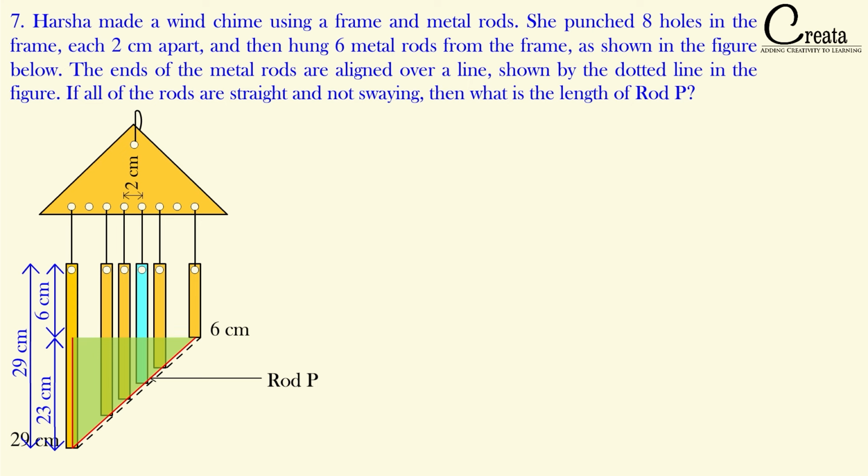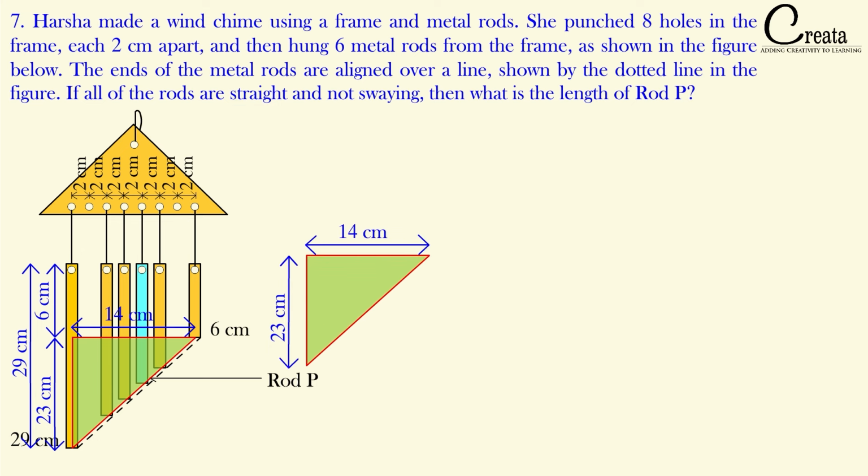Further, can we find this side of the triangle? Let's see. The distance between the holes is given as 2 centimeter. So can we find this complete distance, which will be equal to the addition of the distance between all these holes, which is 14 centimeter. The distance between all these holes is 2 centimeter. In totality, if we add, we get this distance as 14 centimeter. One side we got as 23 centimeter, the second side as 14 centimeter. Further, in this question, we have to calculate the length of this rod, the rod P. This component of the rod is 6 centimeter.